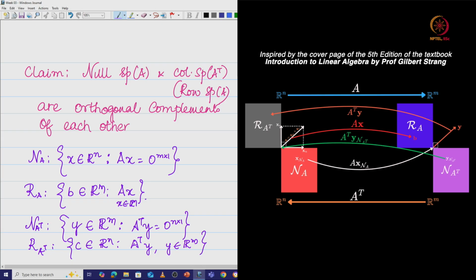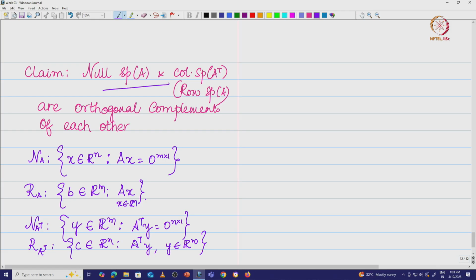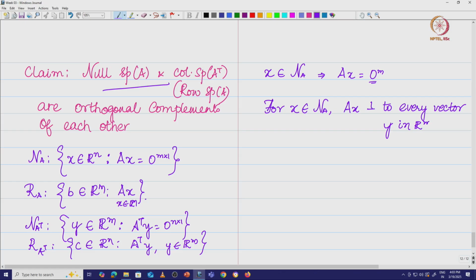So, this is how I define all these things. Now, I want to prove that these two are actually orthogonal to each other. Let us do that quickly. I am going to take some x in the null space of A. What does this mean? x in the null space of A implies Ax is equal to the zero vector, the m-component zero vector. It simply means that for every x in the null space of A, Ax is orthogonal to every vector y in Rm. Why? Because whenever x is in the null space of A, Ax will be 0, and the zero vector is orthogonal to every vector in Rm.